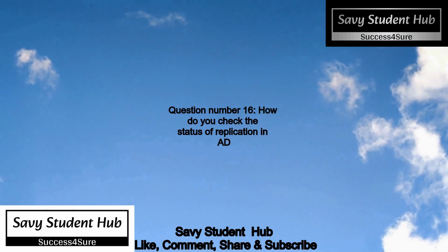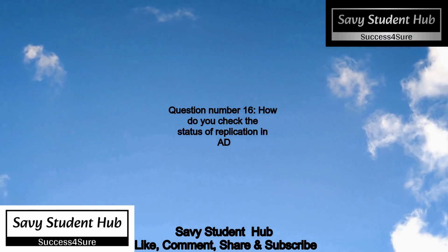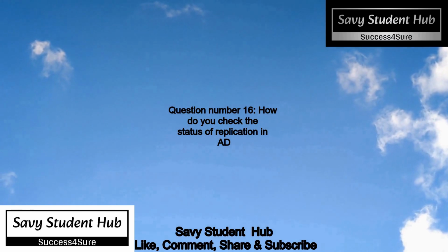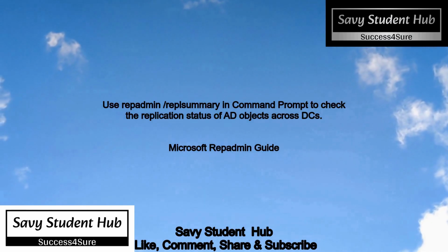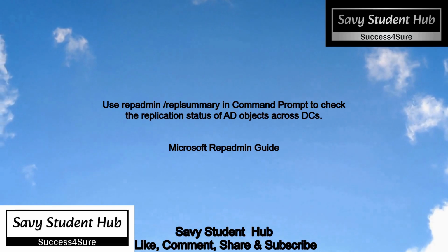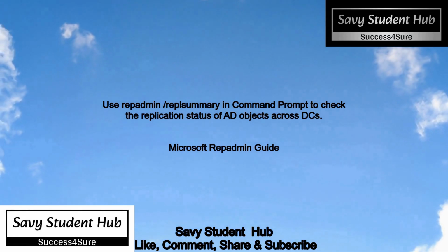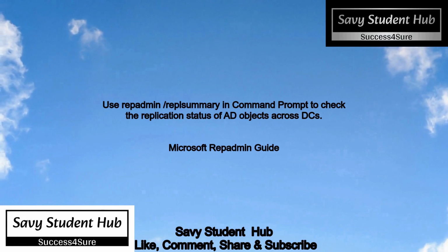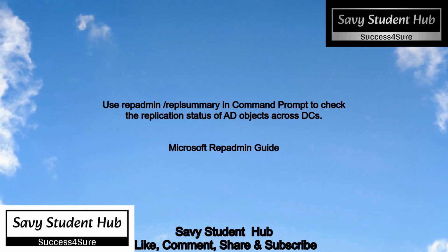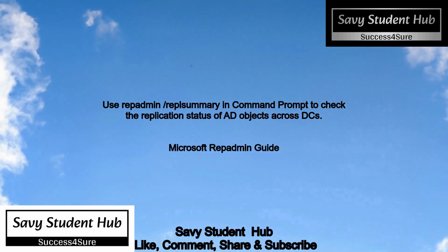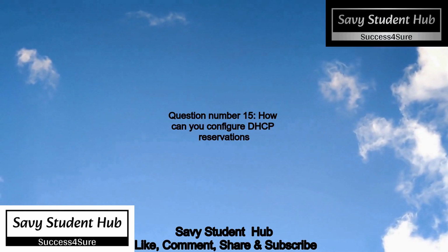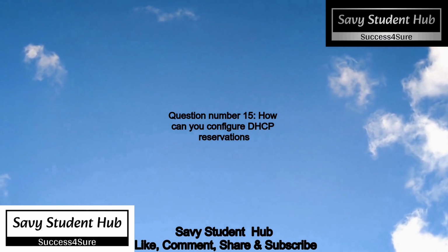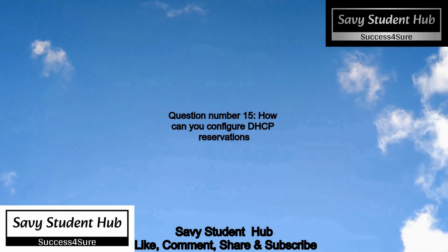Question number 16. How do you check the status of replication in AD? Use repadmin /replsummary in command prompt to check the replication status of AD objects across DCs. Question number 15. How can you configure DHCP reservations?